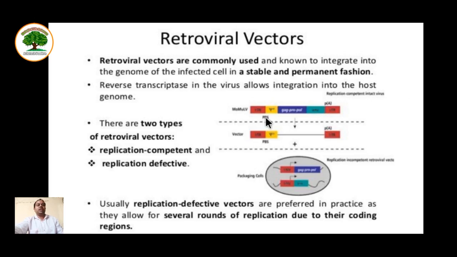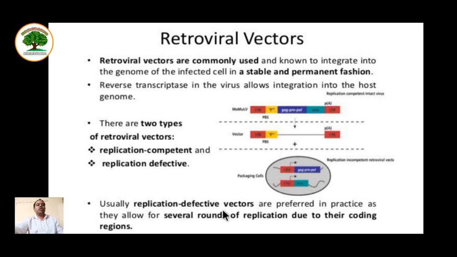The enzyme is present in the genome of the virus. We are going to see the genome in detail. There are two types of retrovirus or retroviral vector: replication competent and replication defective. We want a replication defective vector, as we don't want that virus to replicate again, but we want it to transfer our gene of interest into that host cell.